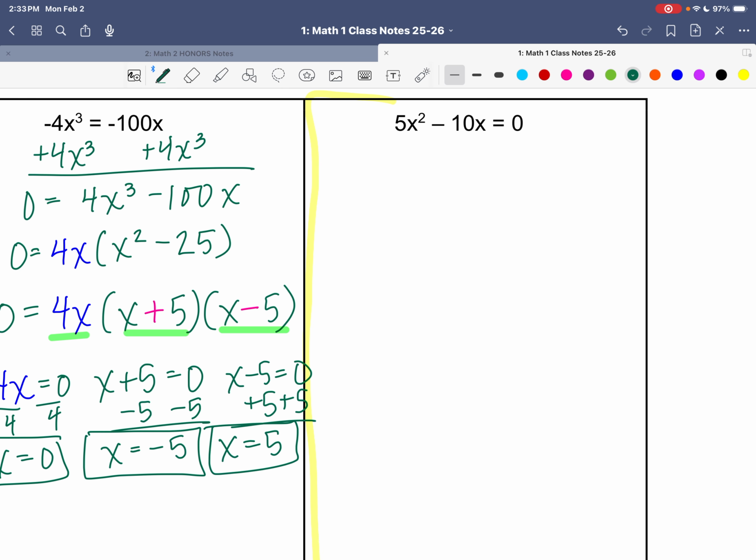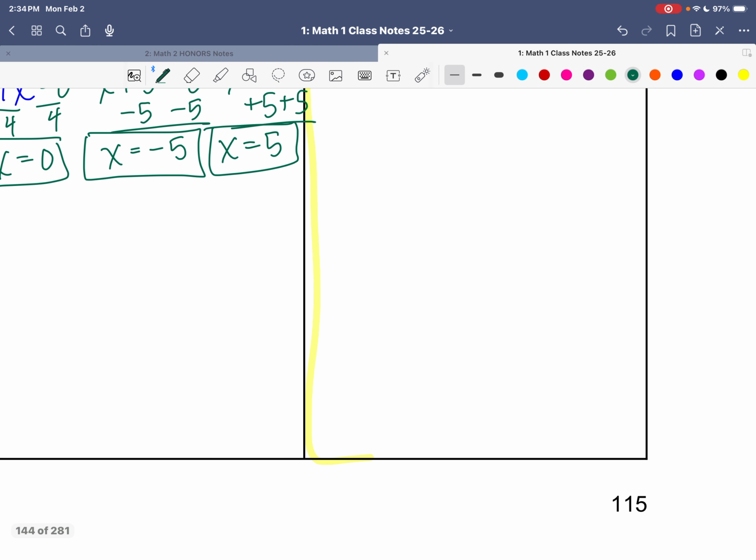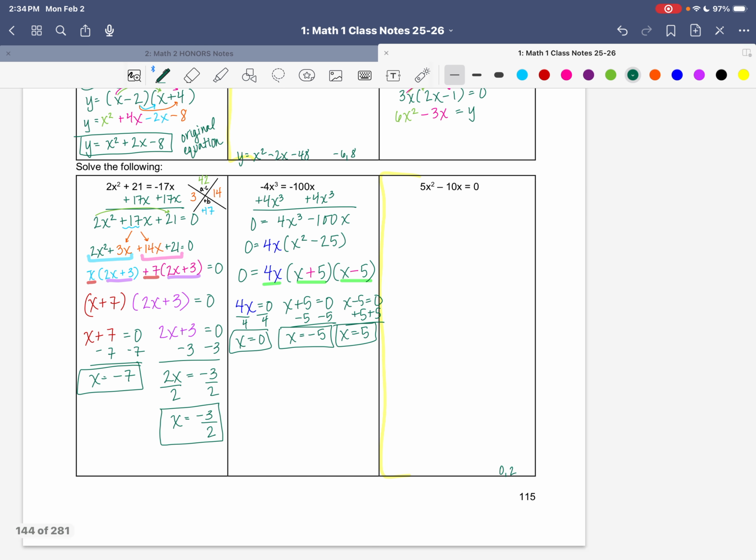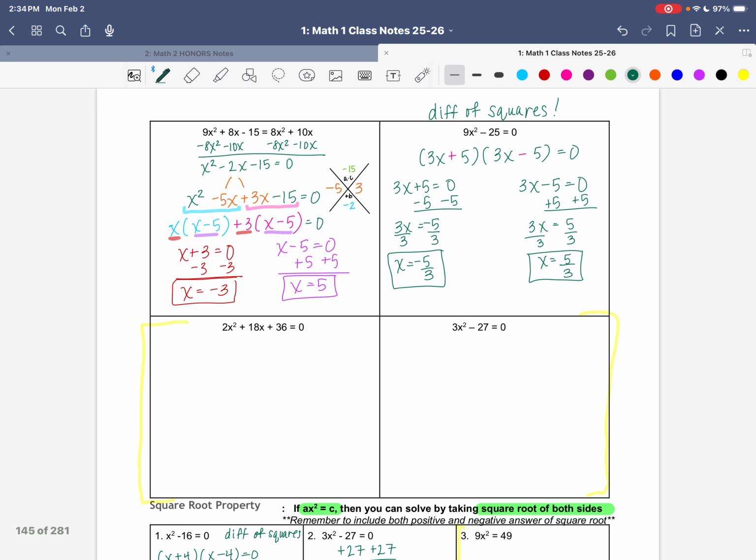And if you do this one correctly, your answer should be 0 and 2. So again, you have lots of work to show, so make sure you show those. All right, and then this is just more practicing.